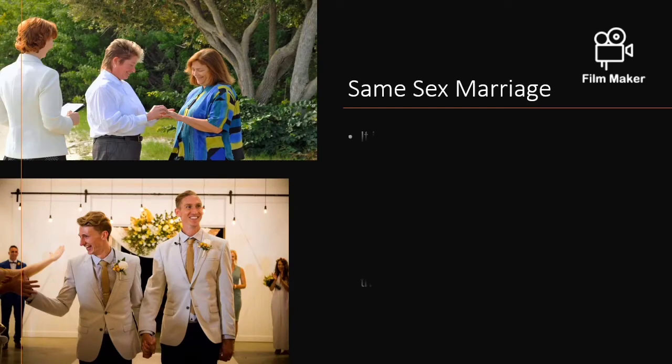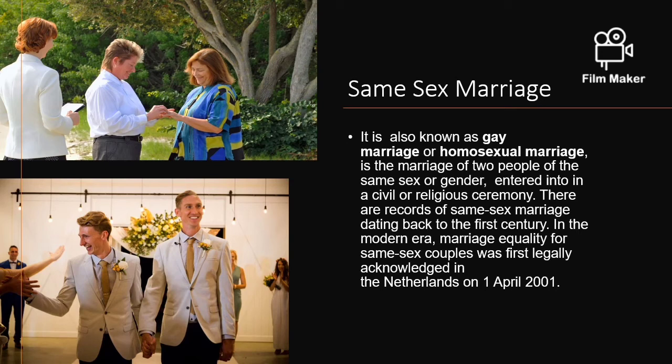Same-sex marriage. It is also known as gay marriage or homosexual marriage. It is a marriage of two people of the same sex or gender, entered into in a civil or religious ceremony. There are records of same-sex marriage dating back to the first century. In the modern era, marriage equality for same-sex couples was first legally acknowledged in the Netherlands on 1 April 2001.